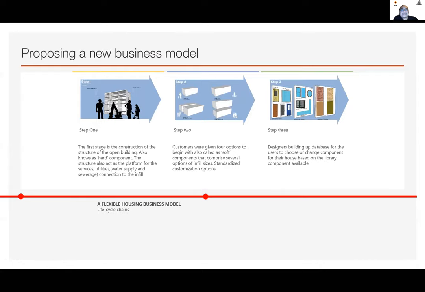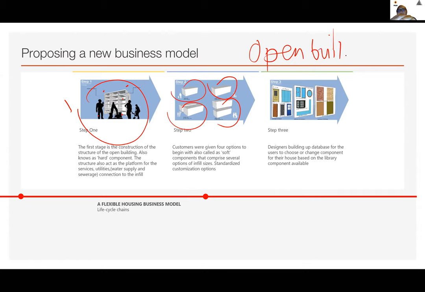So this is some of the ideas of this construction, where we have this shell unit, we call it. It's like a whole unit, and then this becomes the slot where you can just slot into the unit. This is actually from the open building concept. Okay, we have the shell and then we have the infill. This is what we call shell and this is what we call infill.